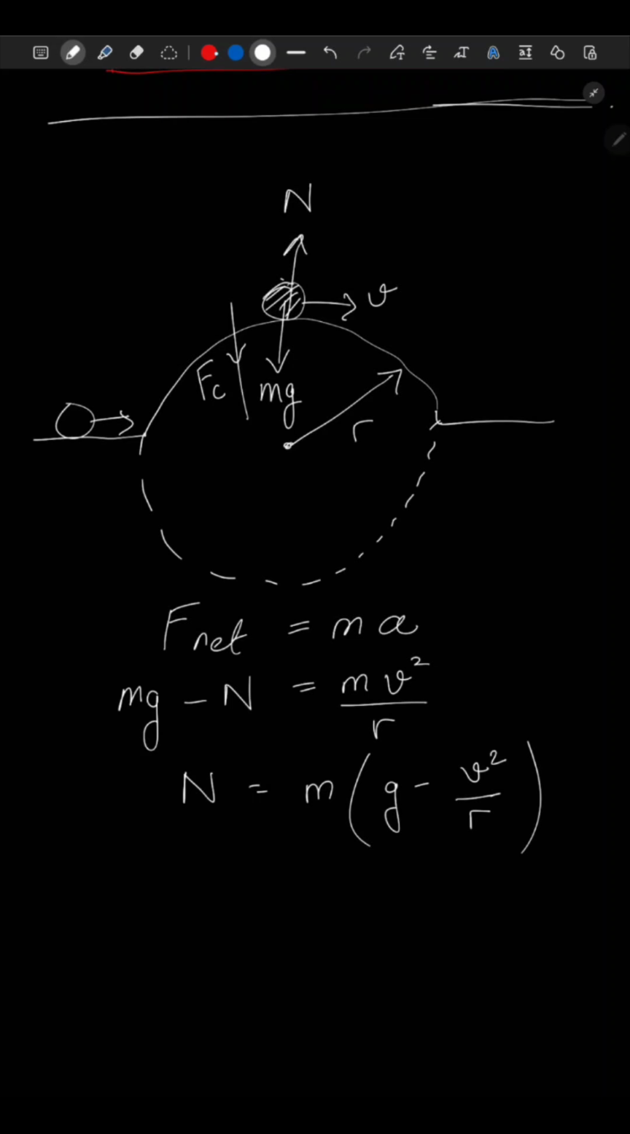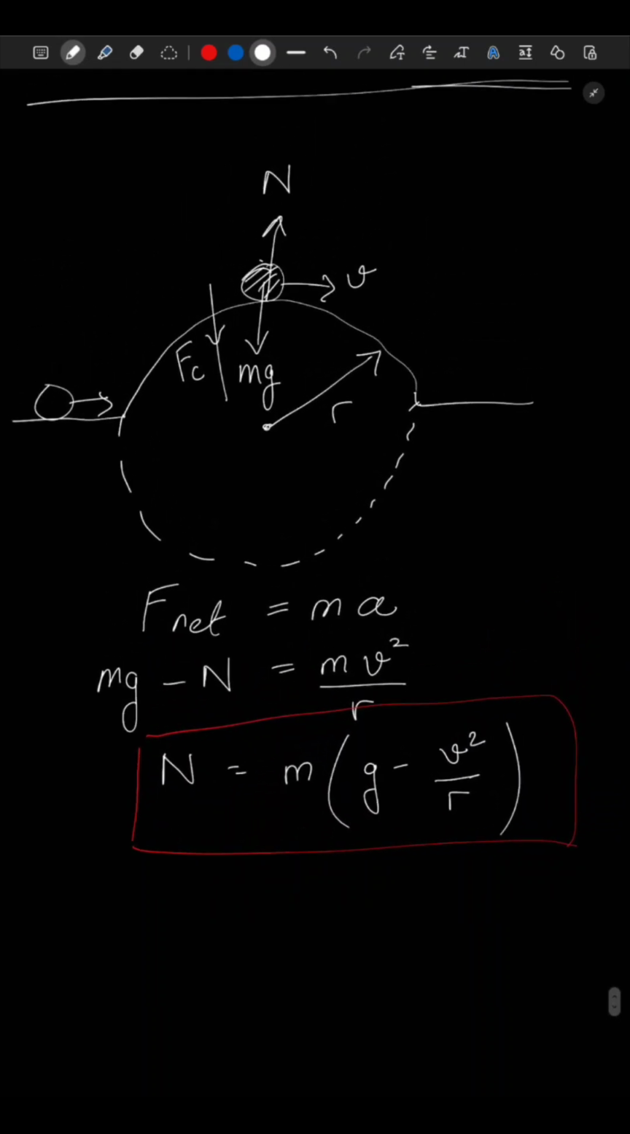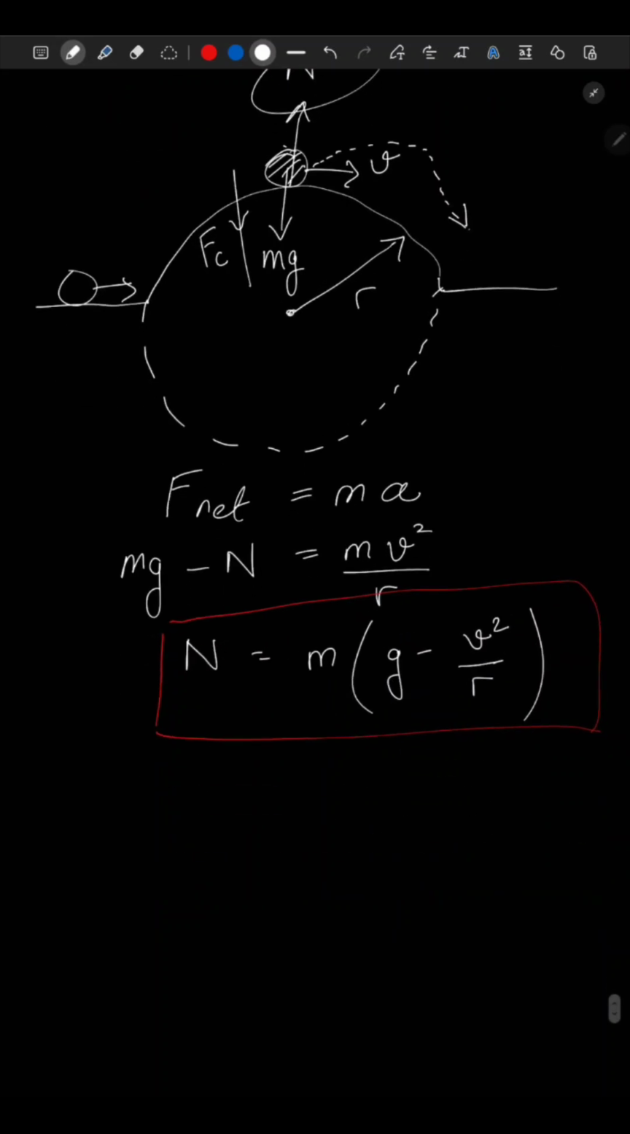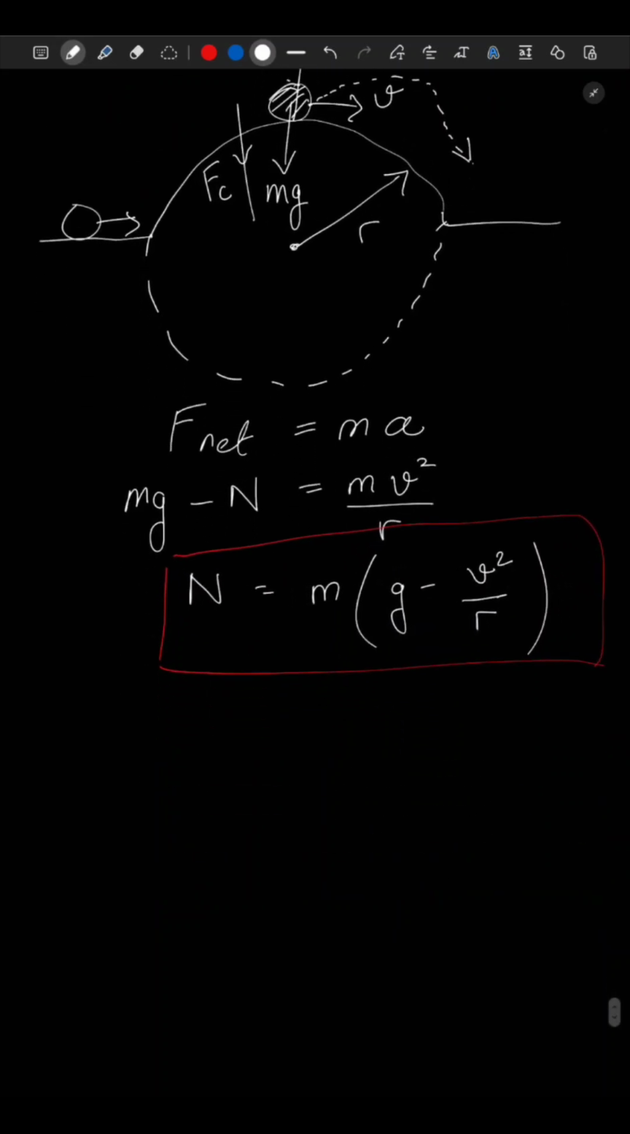This is an equation to calculate the normal force. If the velocity increases, at some point it would cause the body to leave contact with the ground and just fly off the bridge like this. When the body leaves contact with the ground, the normal force is 0, because it is no more in contact with the ground, so there is no normal force.